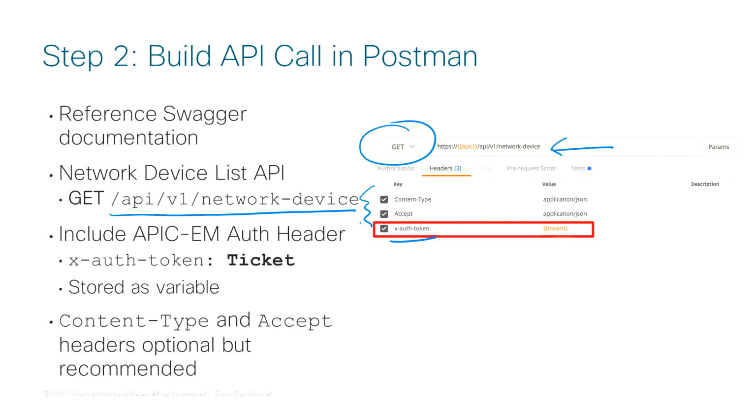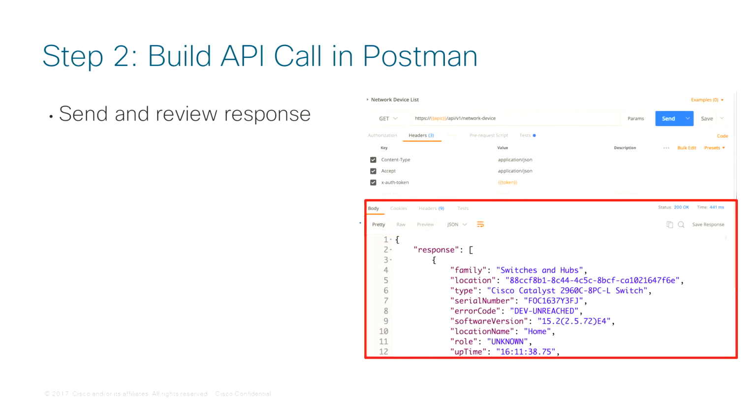Once we've got our API call configured, we can go ahead and send it, and we'll be able to review our response that comes back through here in the body. Notice that we get our 200 OK back, and we get our response back. Indeed, it is in JSON here that we can then manipulate and work with.